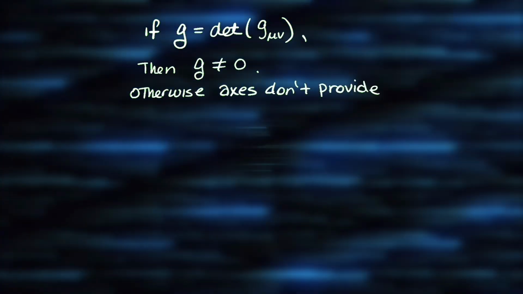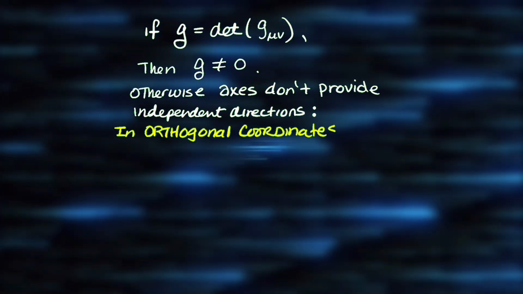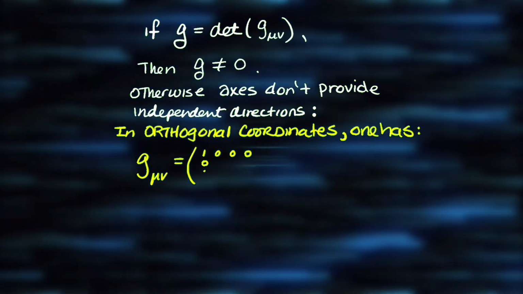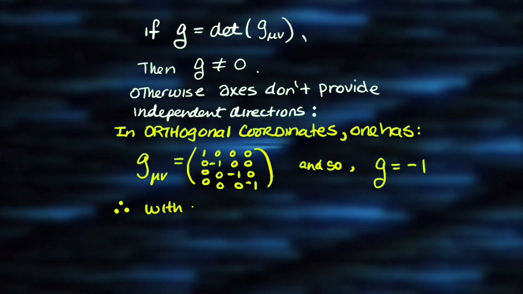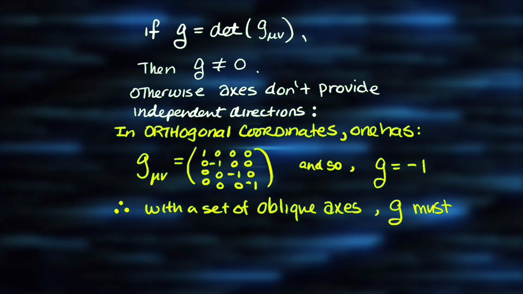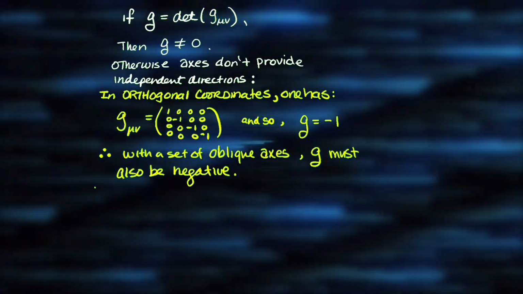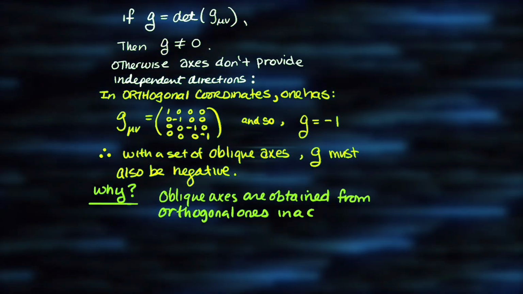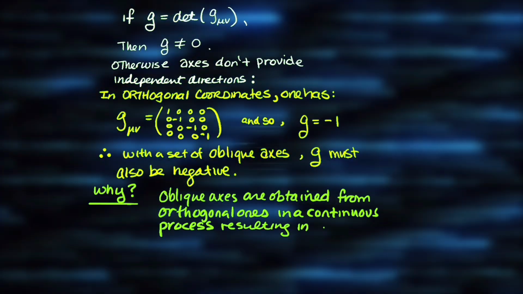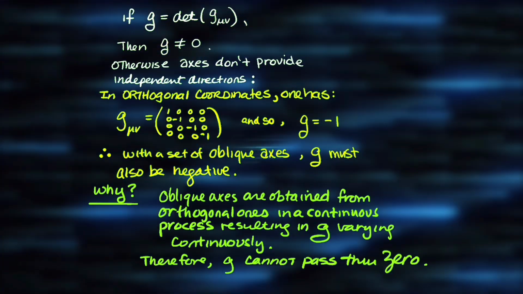And if we let g represent the determinant of our metric, g is not allowed to be equal to 0, otherwise our axes would not provide independent directions. And in orthogonal coordinates, one has the following metric, so the determinant would wind up being -1. Therefore, with a set of oblique axes, g must also be negative. Now, why is this? Well, oblique axes are obtained from orthogonal ones in a continuous process, which results in g varying continuously. And therefore, g cannot pass through 0, thus g remains negative.